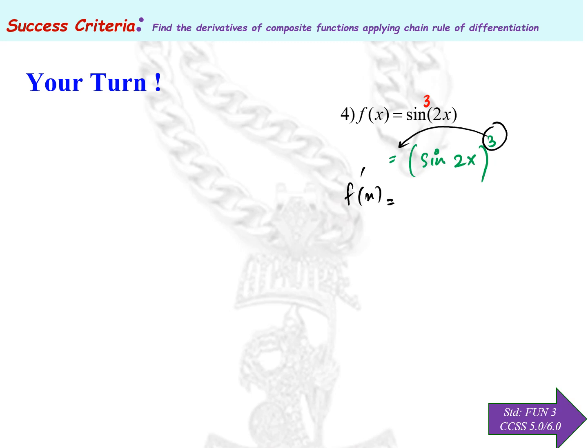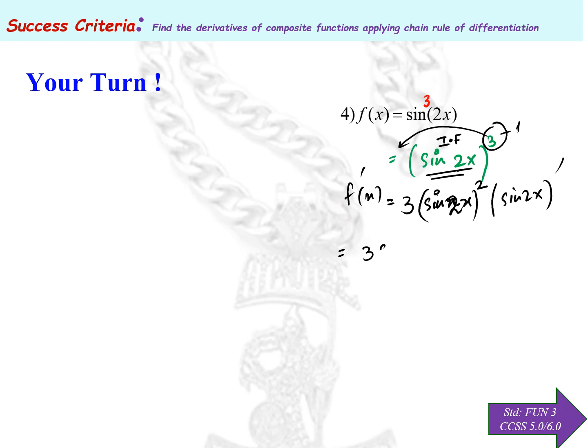Bring the power to the start. Write the inner function sine 2x as it is. From the power we subtract 1, so 3 minus 1 is 2. Now write the inner function. So see, sine 2x, the whole thing is the inner function. Write it as it is without the power and put a prime here.